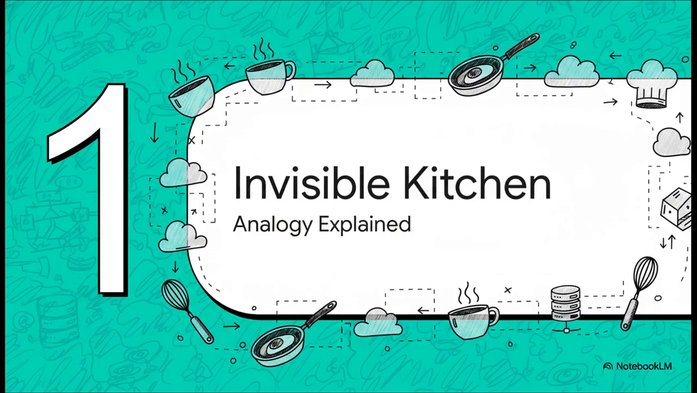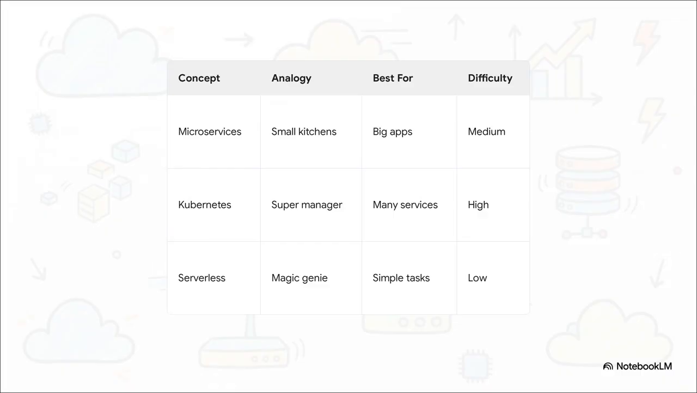All right, kicking things off with Section 1, the invisible kitchen analogy. Before we look at any code, let's get our heads around the big picture. Think of the software world like running a restaurant business. Using microservices, that's like breaking one giant restaurant into smaller, specialized kitchens. You know, one just for pizza, one for burgers. It's great for big apps, but kind of hard to manage.